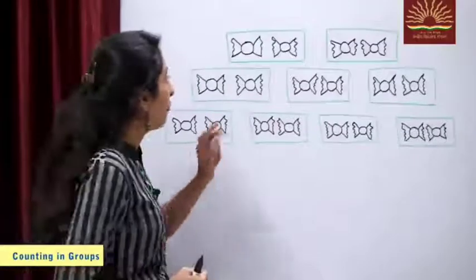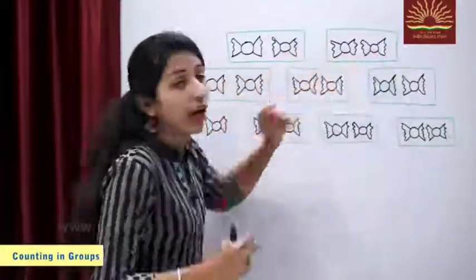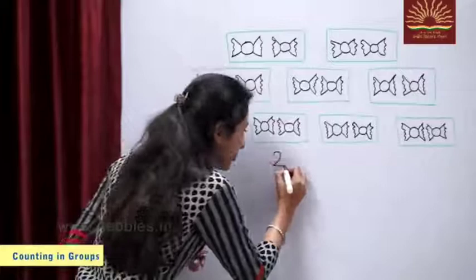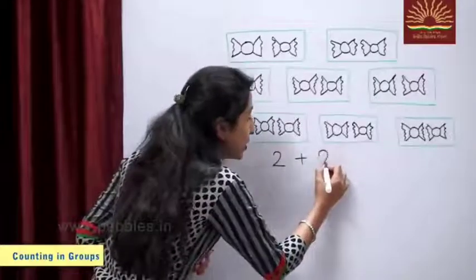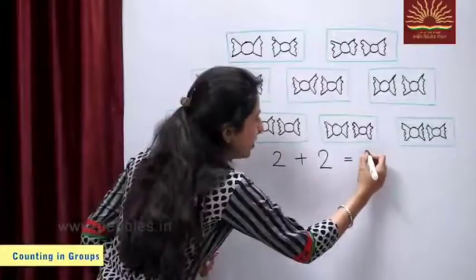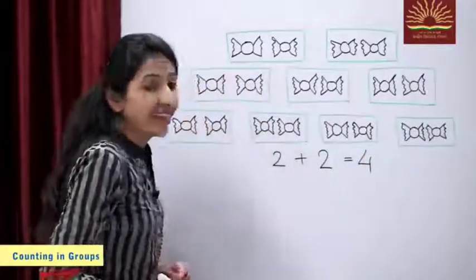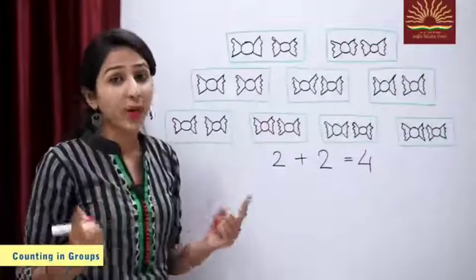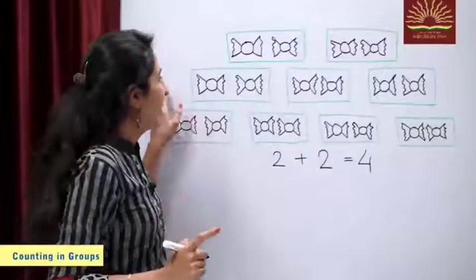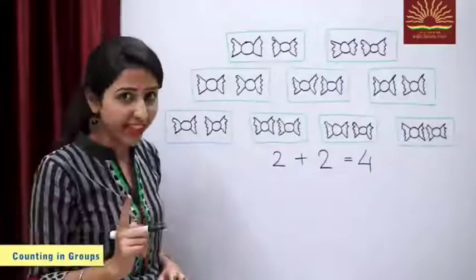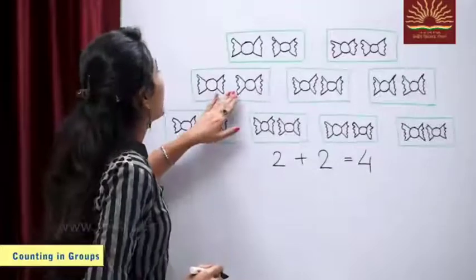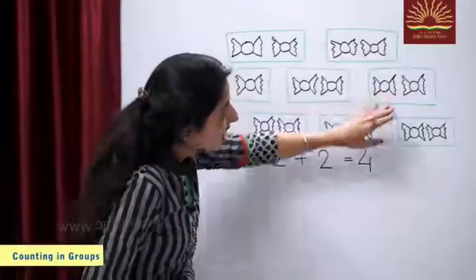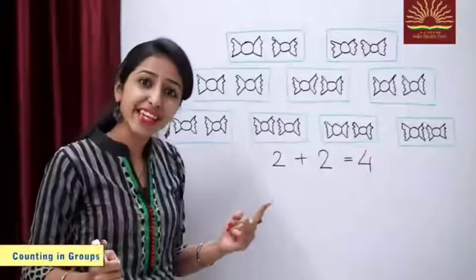2 pairs of 2 chocolates each. So 2 plus 2 is equal to 4. So there are 4 chocolates in the first row. Now let us count number of pairs in the second row. In the second row, there are 1, 2 and 3. 3 pairs in the second row.